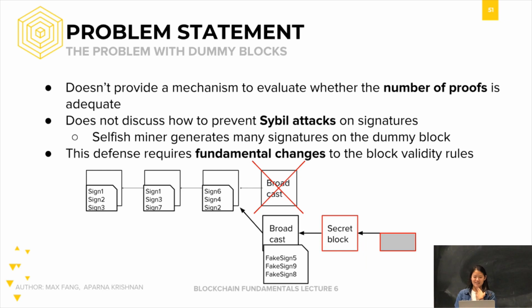So again, the problem with dummy blocks is that it doesn't provide a mechanism to evaluate how many proofs is enough. And how do you know that you haven't had Sybil attacks? How do you know that your entire mining pool didn't just get together and sign off on blocks and all earn more block rewards? Furthermore, this requires fundamental changes to how you validate a block, which is never what we want. We want to make as minimal changes to the past as possible so that as we move forward, we can do soft forks and stuff like that. Everyone understand these problems?